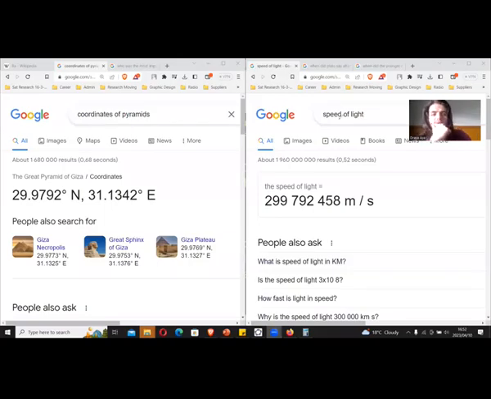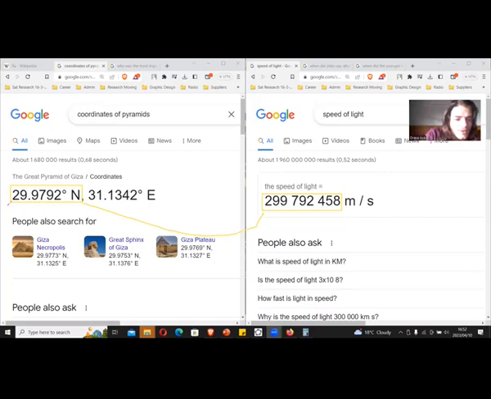All right, so let's see if you spot it. On the left, I have the coordinates of the Great Pyramids, basically one of the largest structures ever built in ancient history, or at least one of the largest that we know of, if there hasn't been anything older. And then on the right, we have the speed of light. Now, the speed of light is constant. And if I do this, just look at those two numbers.